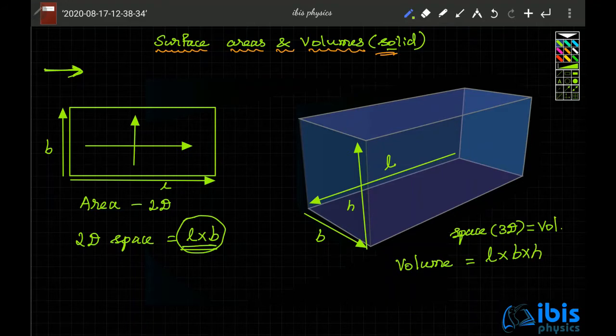So the simplest form of a three-dimensional shape is a cuboid. We call it a cuboid. The simplest form of a two-dimensional space is a rectangle. So why is a rectangle not a square? Why is a cuboid not a cube? We'll come back to that answer later. And you see that the two-dimensional space filled by a rectangle is L into B. The three-dimensional space filled by a cuboid is the product of length, breadth and height, which we call LBH.